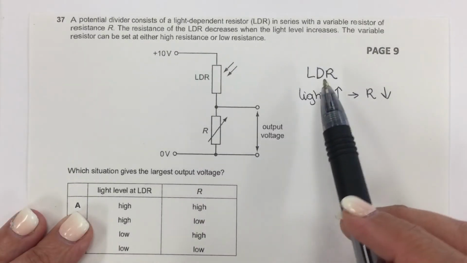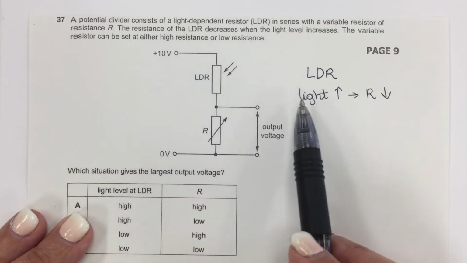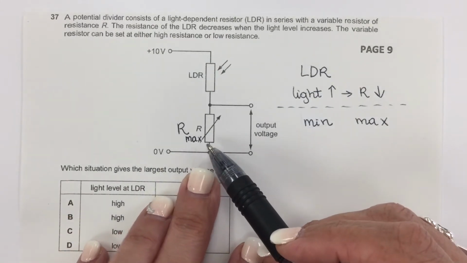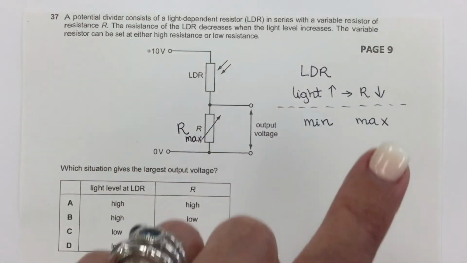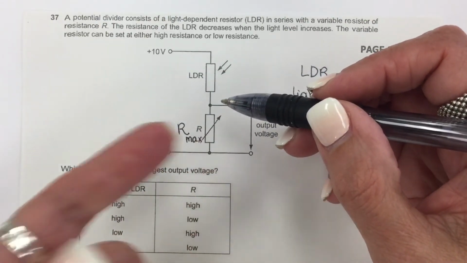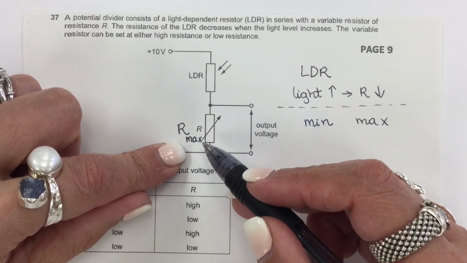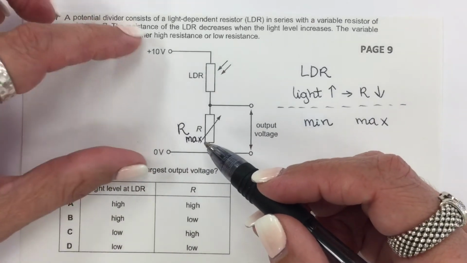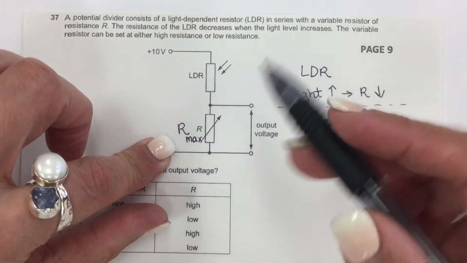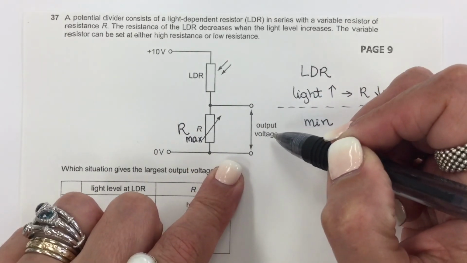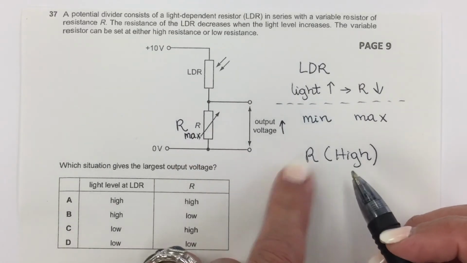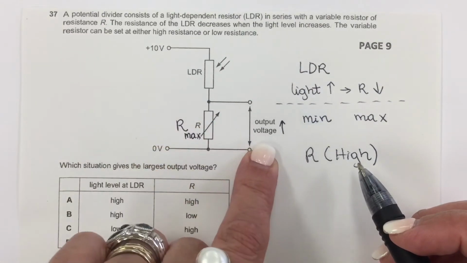Right here. So this problem states that the resistance of the LDR decreases when the light level increases. As for this variable resistor, we have two settings, a minimum and a maximum. So in order for this resistor to draw all the energy for itself, it must be at a maximum setting. So this is a hungry resistor. It's going to eat up all this energy as much as it can. So that's the idea. The greater the resistance, the more voltage drop we have here. So the output voltage will be high, which means that one factor we got figured out. So R must be at high setting in order to get the highest output voltage.